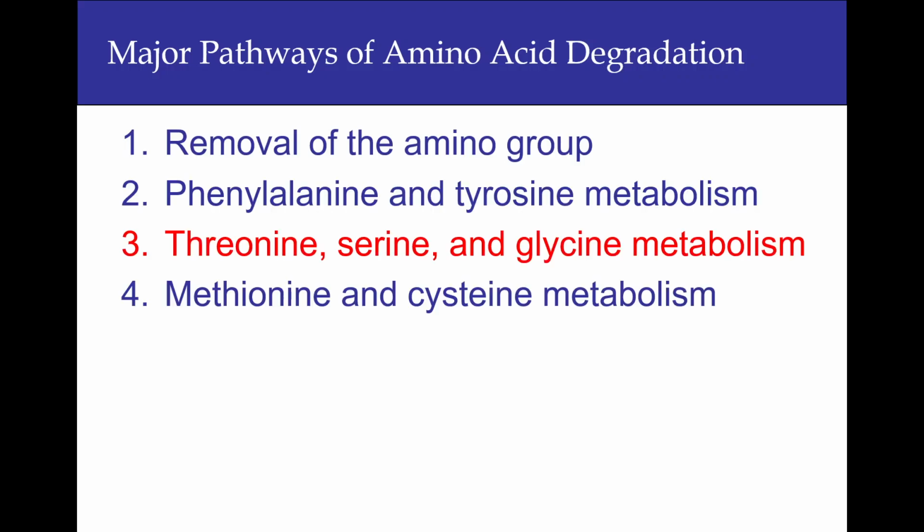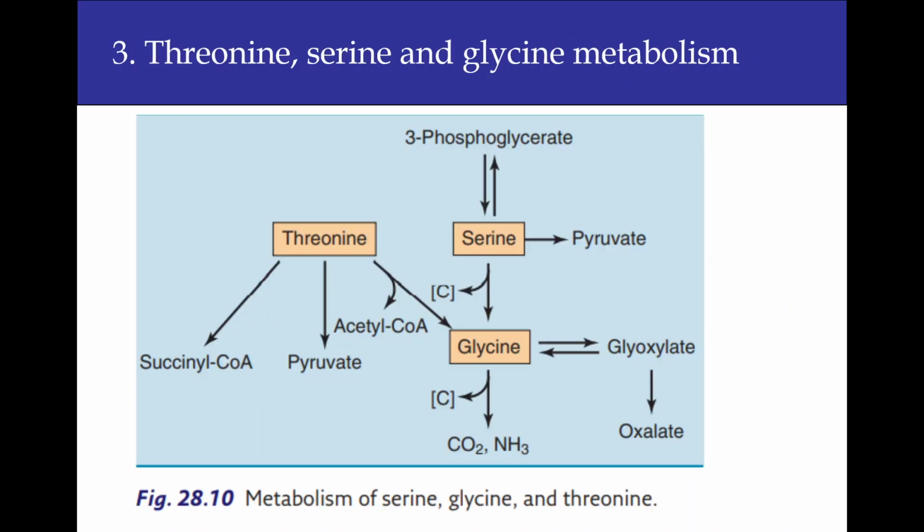Next we have threonine, serine, and glycine. Why do they share the same pathway? If you look at it here, you will see that threonine can be broken down to pyruvate, succinyl-CoA, but also acetyl-CoA. And threonine can be converted to glycine. Okay, first of all, what is threonine: glucogenic, ketogenic, or both? Both, because it produces acetyl-CoA and pyruvate. Threonine gets converted to glycine, but serine also gets converted to glycine.